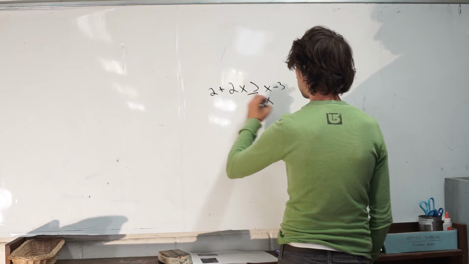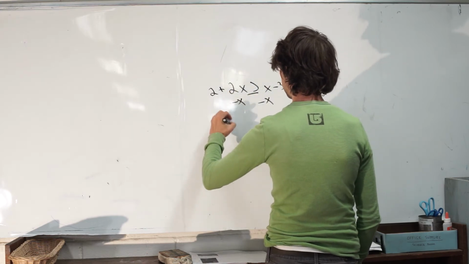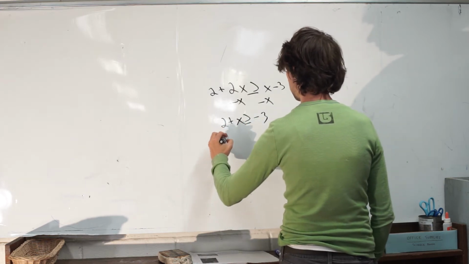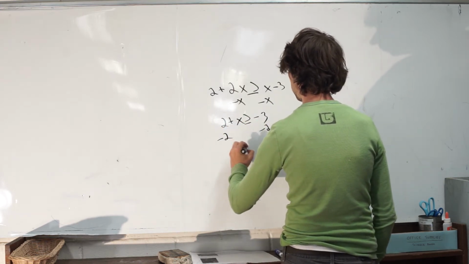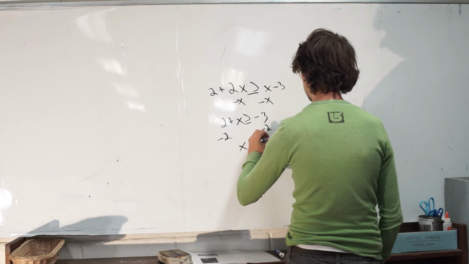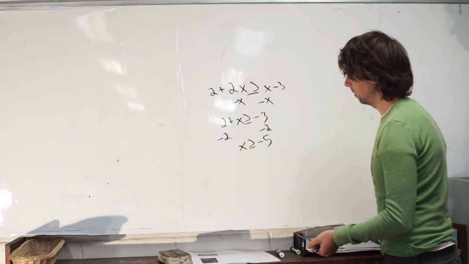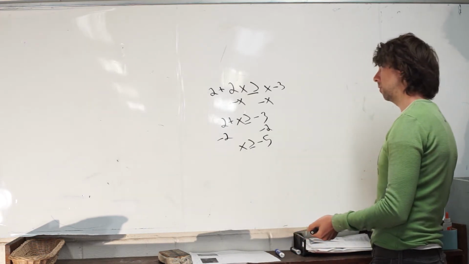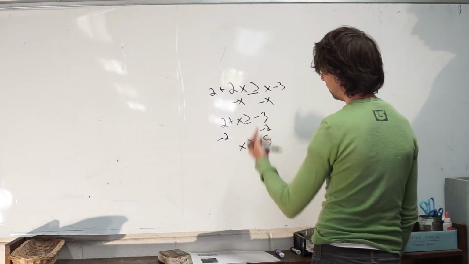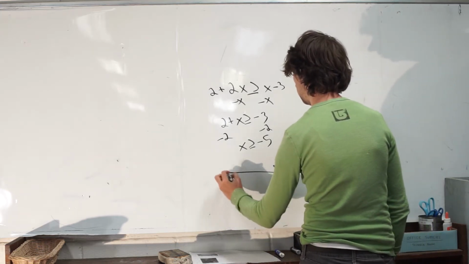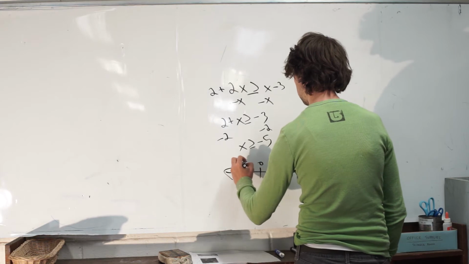So I'm going to subtract x from both sides. So 2 plus x is greater than or equal to -3. Subtract 2 from both sides. -5. And the only thing that really makes this different from solving for x in equations is just that anytime you multiply both sides by -1, you need to change the direction of the sign. Right? But other than that, it's very straightforward.